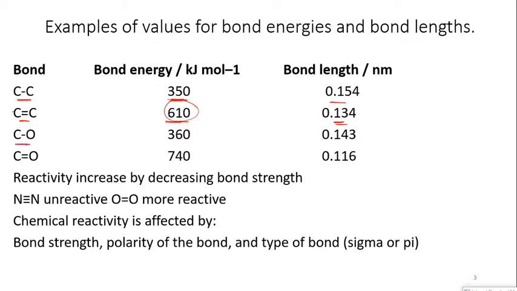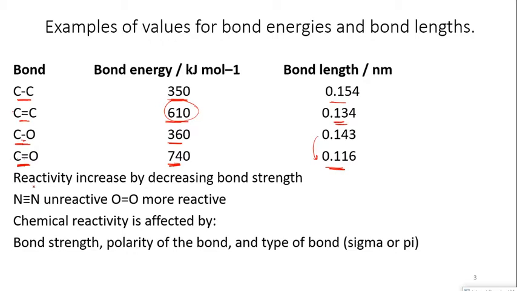If I looked at C-O, I could see that it's 360. It increased when I moved to C=O, which is 740. Because I increase the bond, I will increase the energy I need to break these bonds. Instead of one bond, I'm breaking two bonds, and my bond length is actually decreasing because these two nuclei will be attracted more to each other.